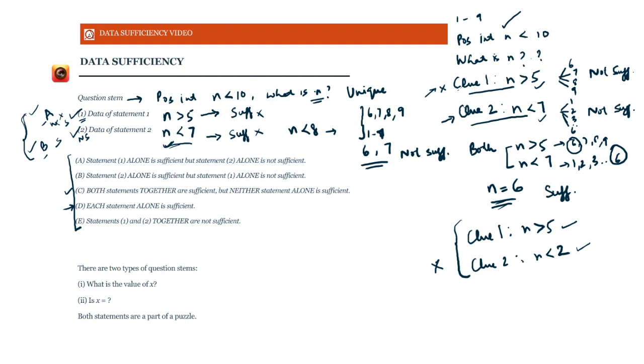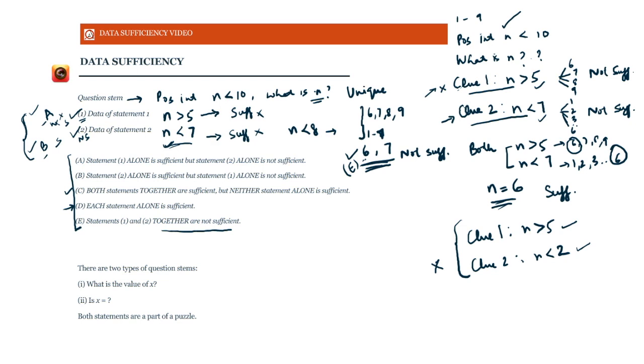And then even after putting them both together, if we do not get a unique answer, like over here, you see 6 and 7, here we got 2 possible answers, 6 and 7. So then the answer would be E. We'll mark E as the answer, which is statement 1 and 2 together are not sufficient.